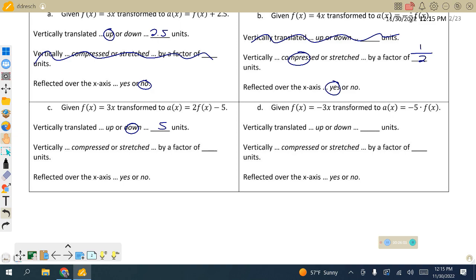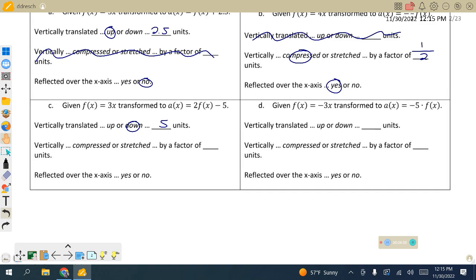So our graph starts off like this, and what's it going to happen? Get more steep or less steep? You're doubling something. What does doubling something do? Stretch. Makes it larger, stretches it out, we say. And we say by a factor of that 2.